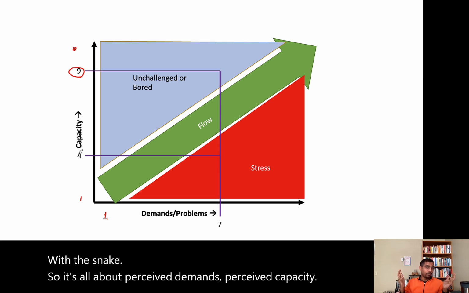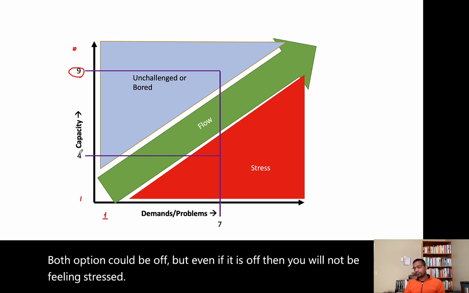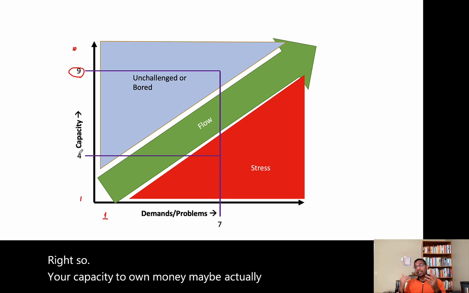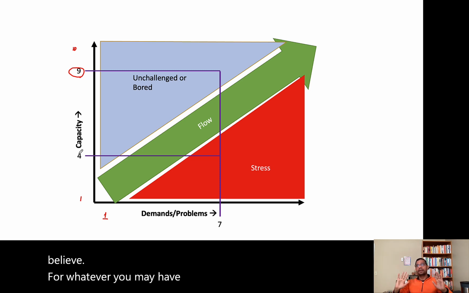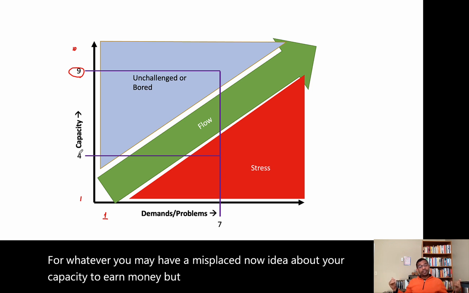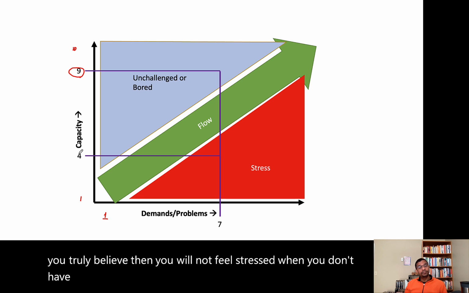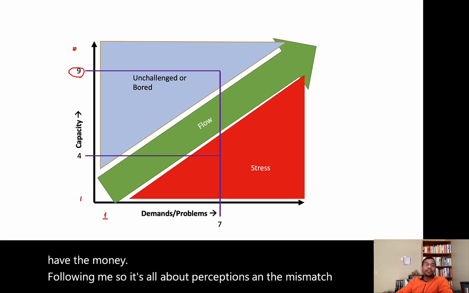Perception could be off, but even if it is off, you will not be feeling stressed, right? So your capacity to earn money may actually be low, but you may have a misplaced idea about your capacity to earn money. If that's what you truly believe, then you will not feel stressed when you don't have the money. Following me? So it's all about perceptions and the mismatch of demands and capacities.